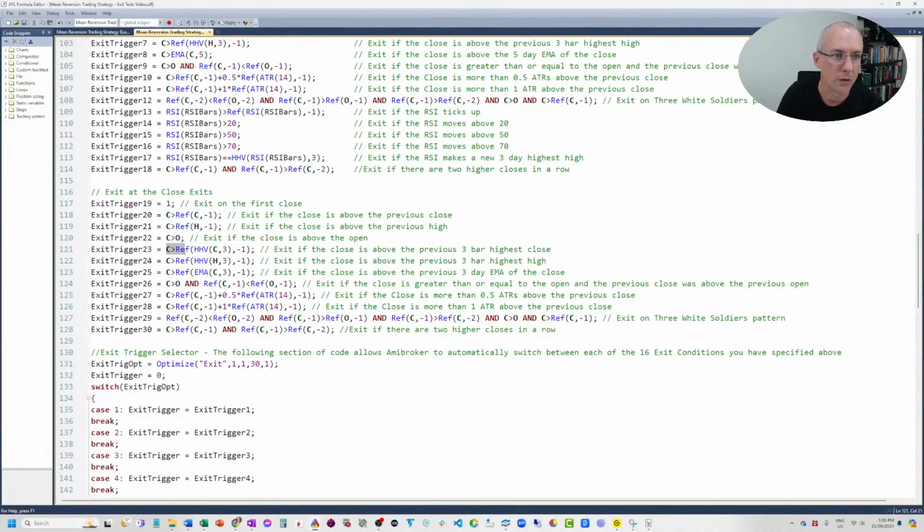We've got the close is above the previous 3-day highest close. The close is above the previous 3-day highest high. The close is above yesterday's 3-day EMA. We've got some candlestick patterns here. We've got the close is more than half an ATR above yesterday's close. Now there's a trick to this one, and this is really, really important, if you want to measure the distance that today's close is above the previous day's close.